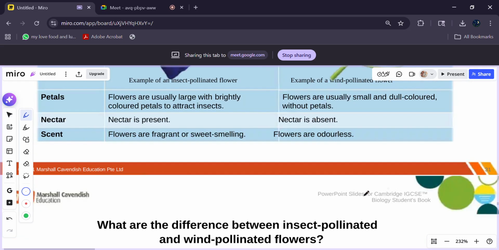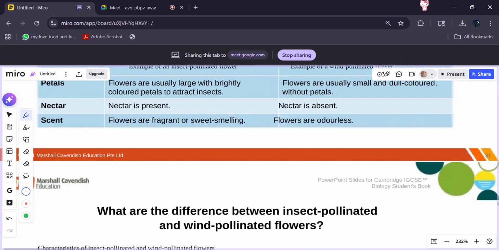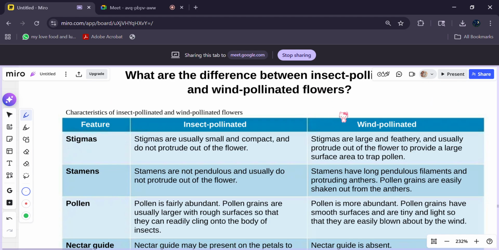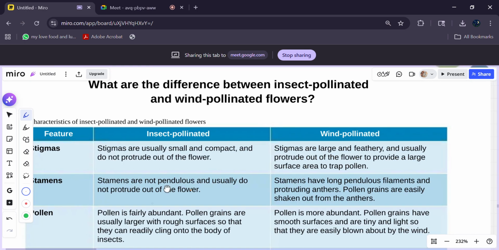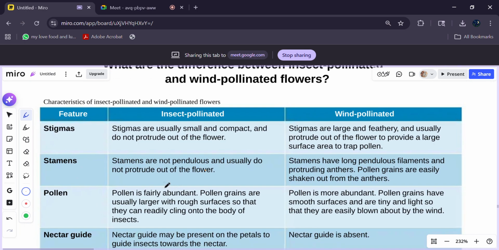Now that we know the difference, we're going to look at more detailed differences. The stigmas in insect pollinated flowers are usually small and compact and do not protrude out of the flower, whereas in wind pollinated flowers, the stigmas are large and feathery and usually protrude out of the flower to provide a large surface area to trap pollen.